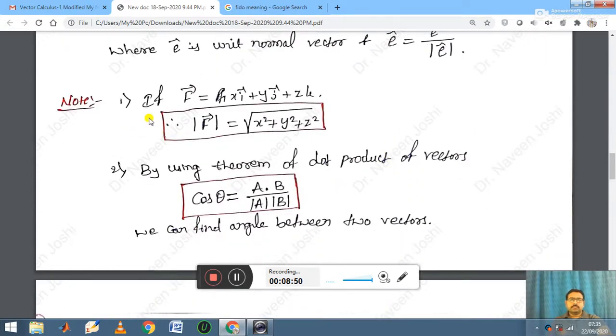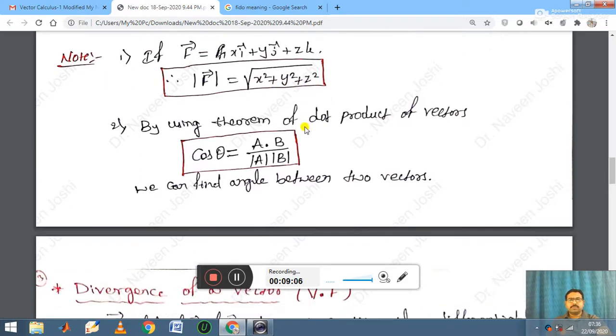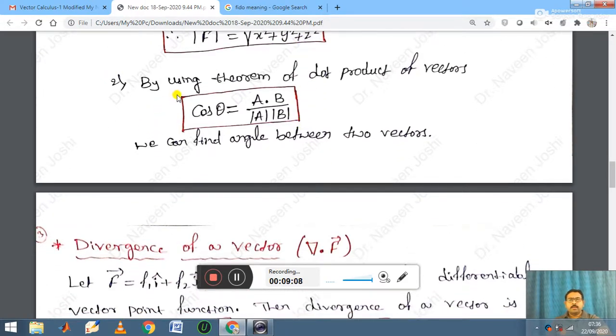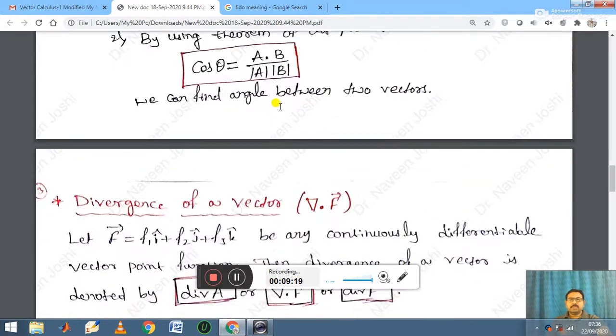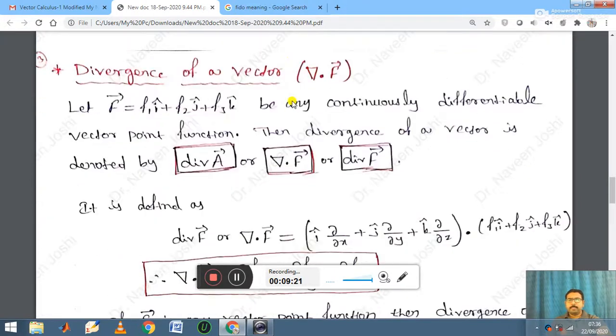Then note 1: if capital F equals xi plus yj plus zk, then the modulus of f, that is the magnitude of f, we find with the formula square root of x square plus y square plus z square. I already explained this in the previous video. Second note: by using the theorem of dot product of vectors we can find the angle between two vectors. The formula is cos theta equals a dot b divided by modulus of a into modulus of b.